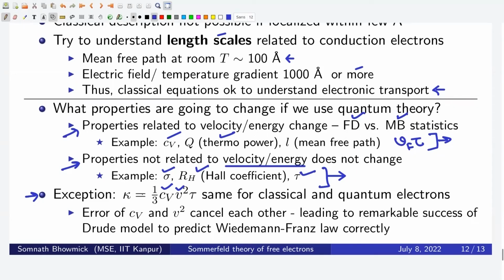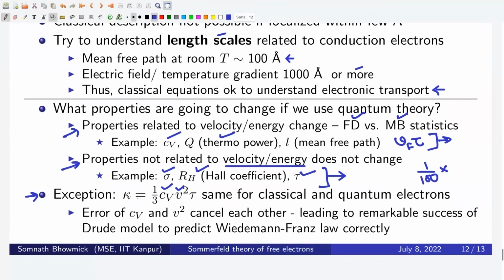classical model. But you see that in the quantum model, the actual C_V is 1 by 100 of the classical model, right? So that means the actual C_V is like 1 by 100, correct? So that is the difference between classical and quantum.